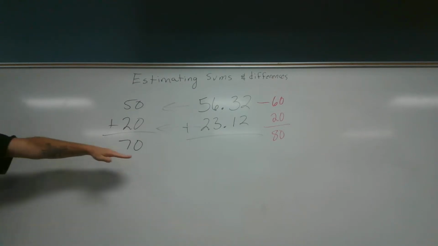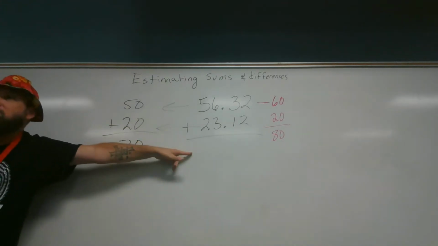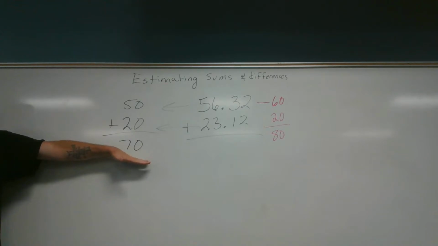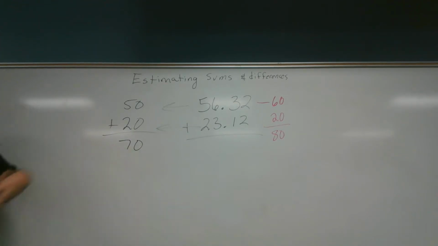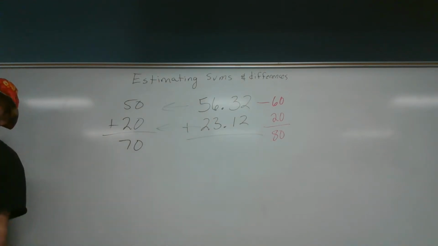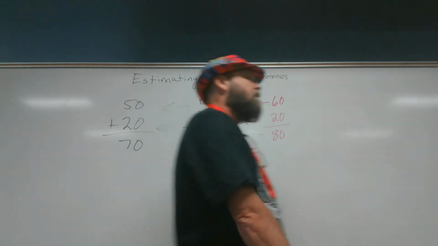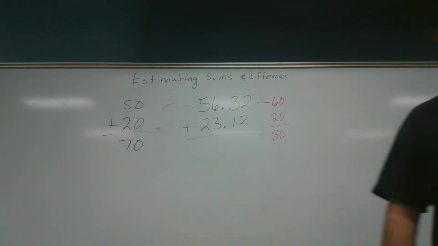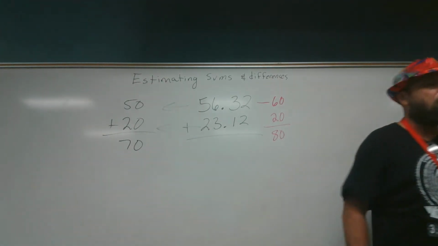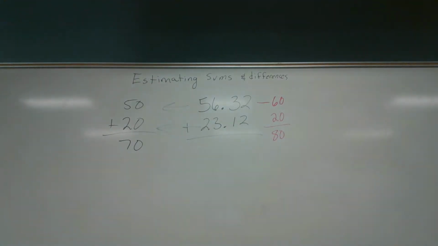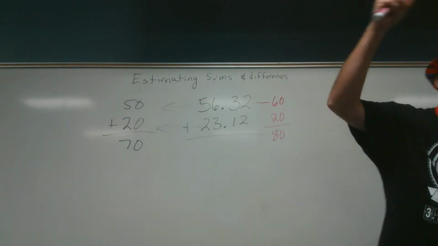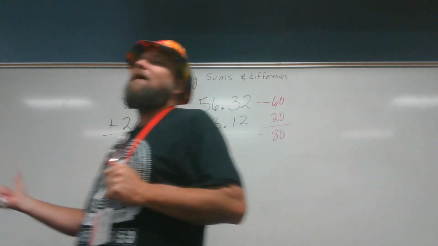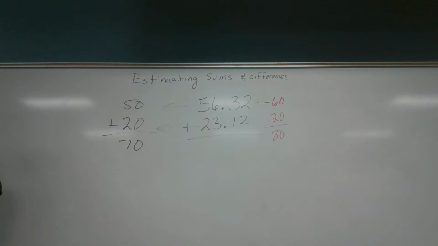Because if I round down, is the actual cost of these items that I'm buying going to be greater than or less than 70? Greater than. But if I say these two things are going to cost about $70, and I get to the register and they tell me it's $79.44, am I going to have enough money? No. So I always want to round up. When I'm estimating, and it's not even rounding, I want to estimate higher if I'm buying something.